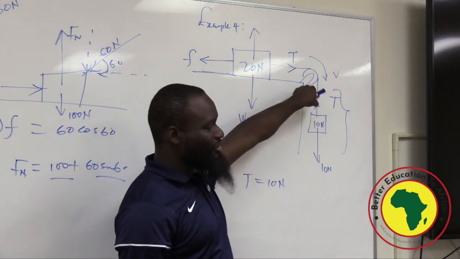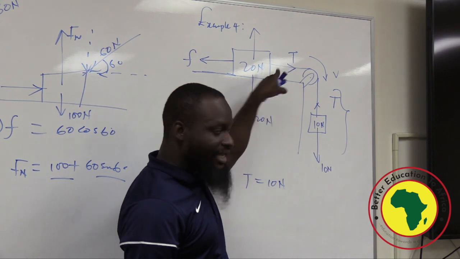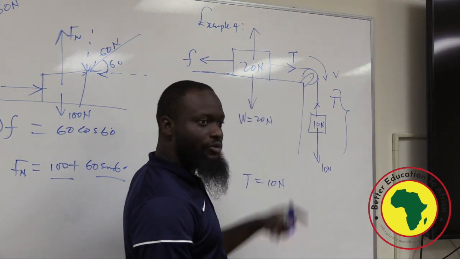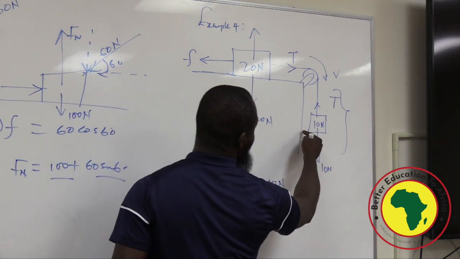T, because nothing happened to it in the frictionless pulley, it will go the same value as T. Come here and pull this guy. This system turns to this system we just did. So this guy doesn't have friction because it's not touching this surface.